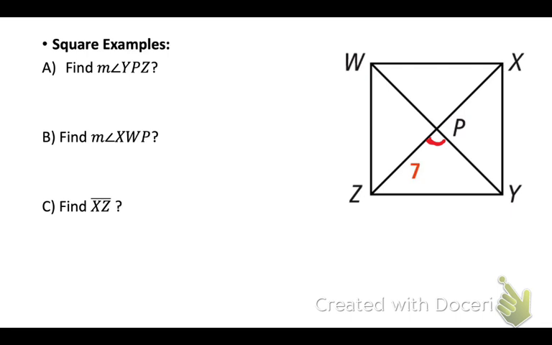Right here, yes? Well, it's a square. What's that angle? 90. It's 90.